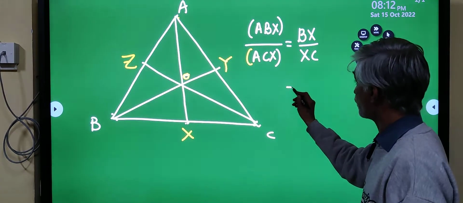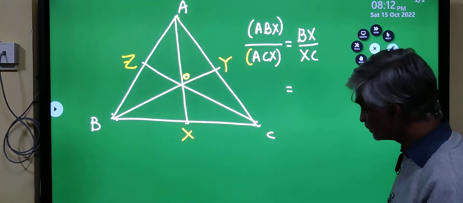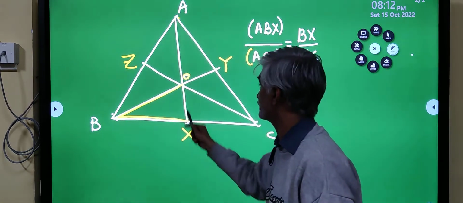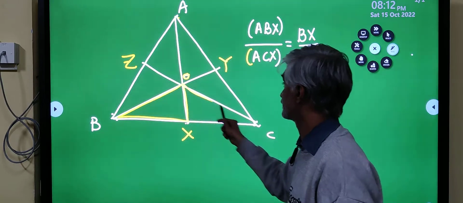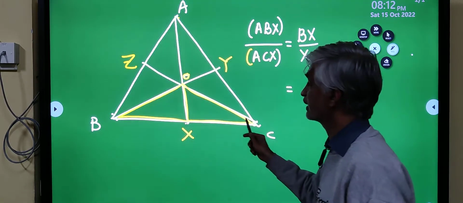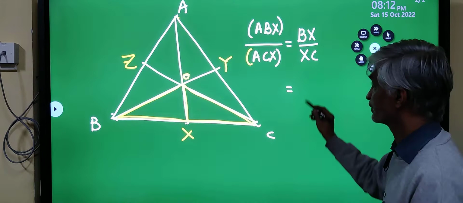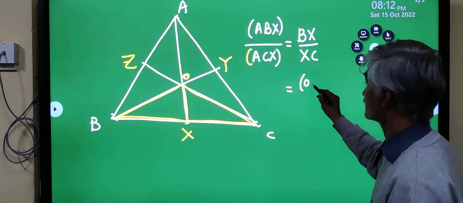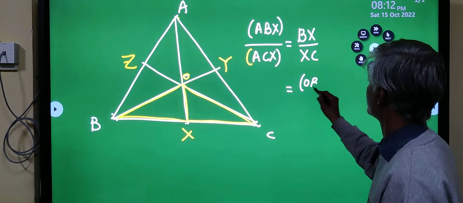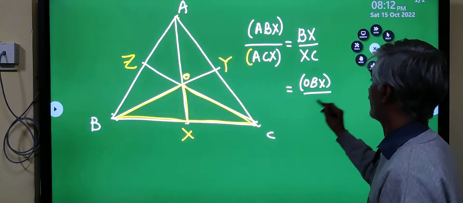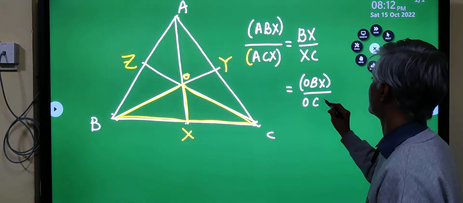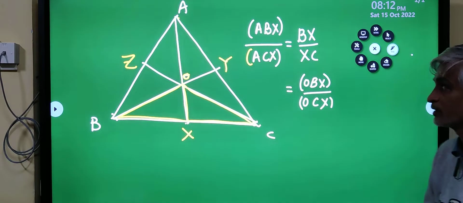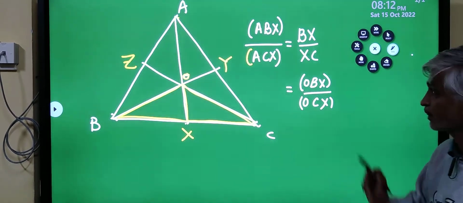Now this is also equal to this triangle area divided by this triangle area, and for the same reason, the method of areas, this shall not require any further explanation: the area of OBX divided by the area of OCX. So far we haven't had much trouble in writing down these steps.